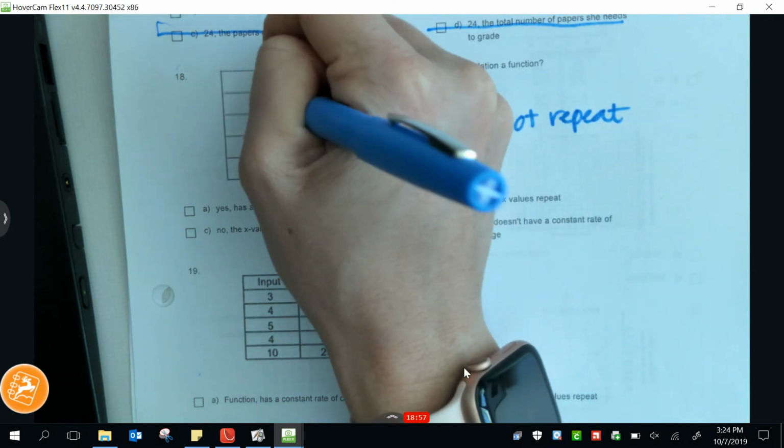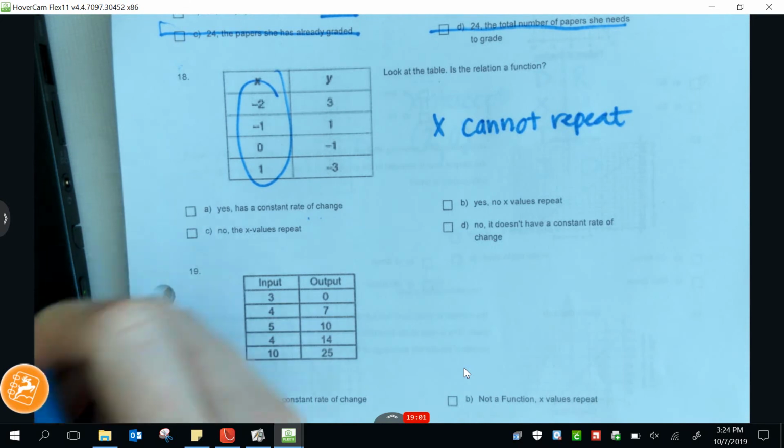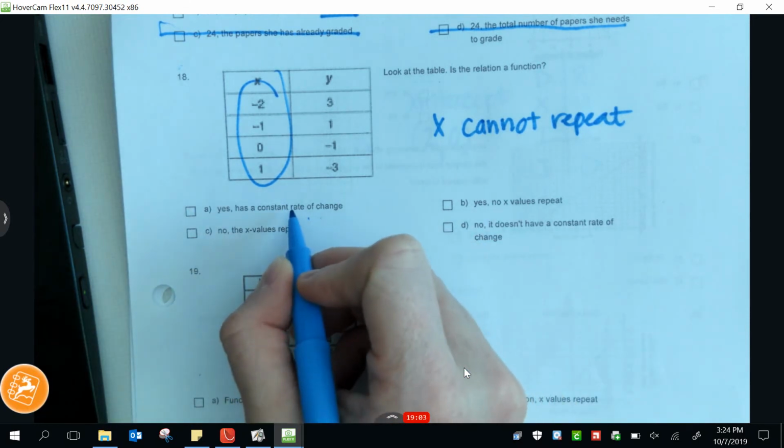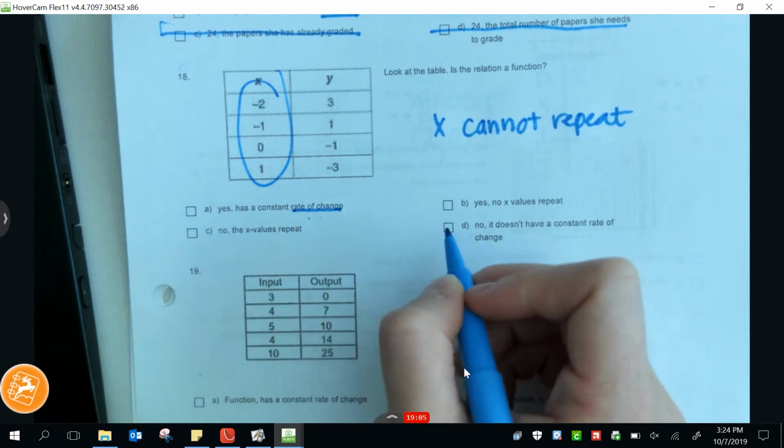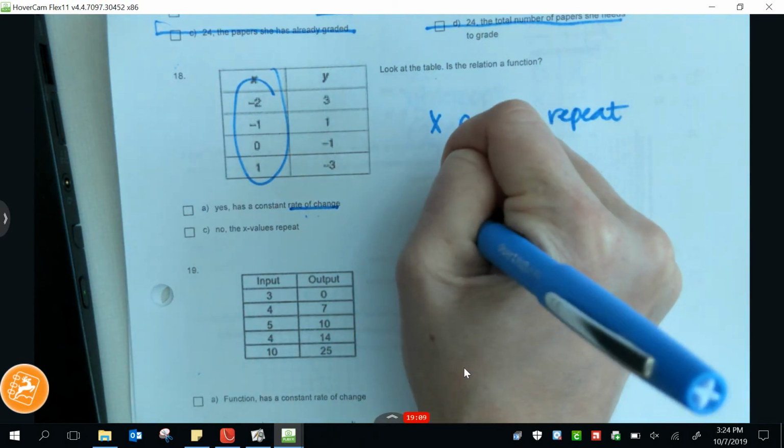If I look at those, none of those repeat. So it's a yes. And it has nothing to do with the constant rate of change, aka slope. It has to do with no x values repeating.